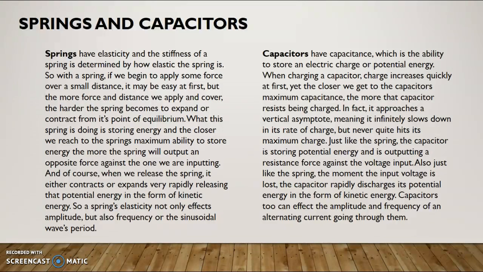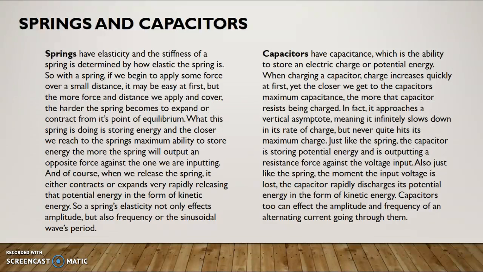So what the spring is doing is storing energy, or potential energy in this case. So the closer we reach to the spring's maximum ability to store energy, the more the spring will output an opposite force against the one we are inputting. So of course, if we release the spring, say for example, if we press one into the ground and move our hand very quickly, all that potential energy would rapidly release and that spring would rapidly expand, causing it to shoot off very much like a rocket. So the spring's elasticity not only affects amplitude, but also the frequency of the wave, or the wave's period.